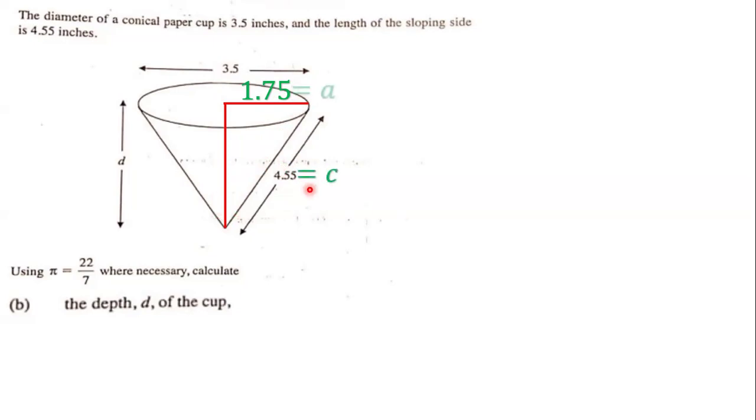Now, in order to do that, we're going to use Pythagoras theorem. Pythagoras theorem says c squared is equal to a squared plus b squared, where c is the hypotenuse, which is the longest side, and it's also the side that is opposite the right angle. A in this case is 1.75, and c is the hypotenuse, which is 4.55. B is the unknown one.